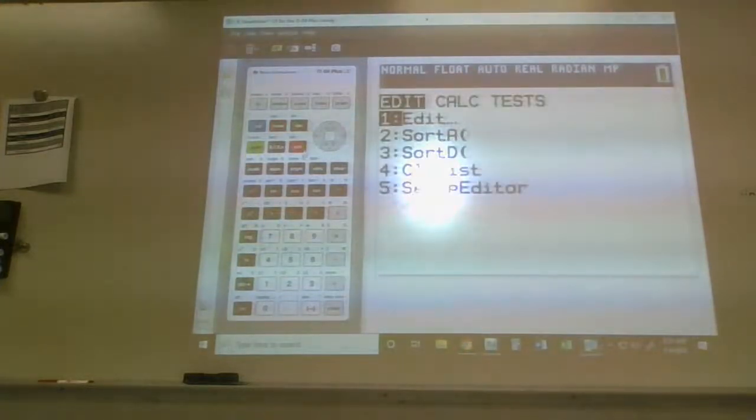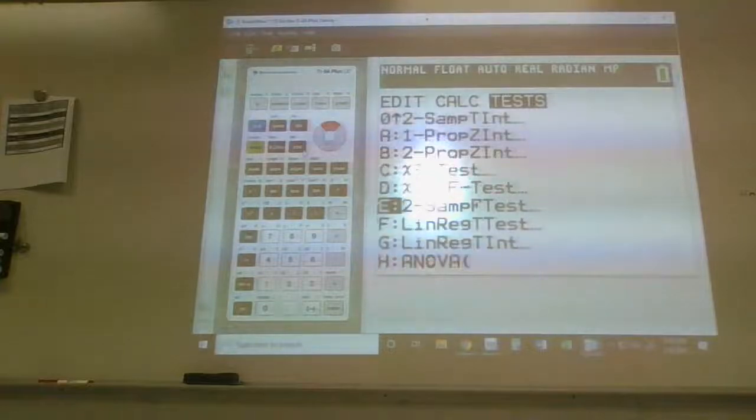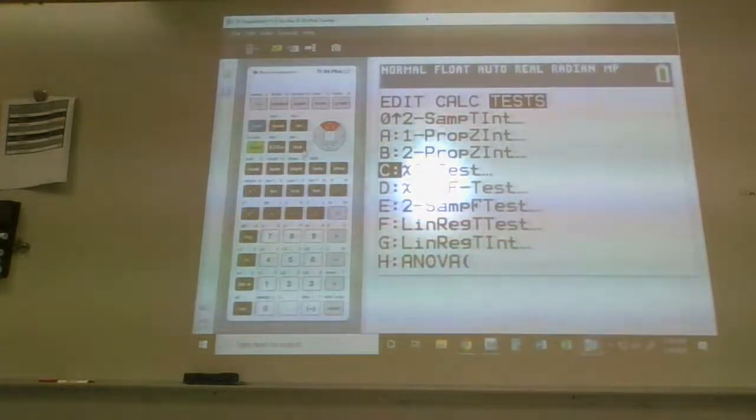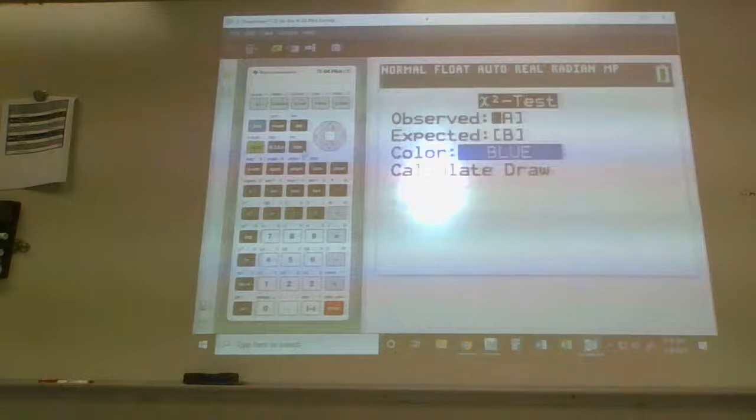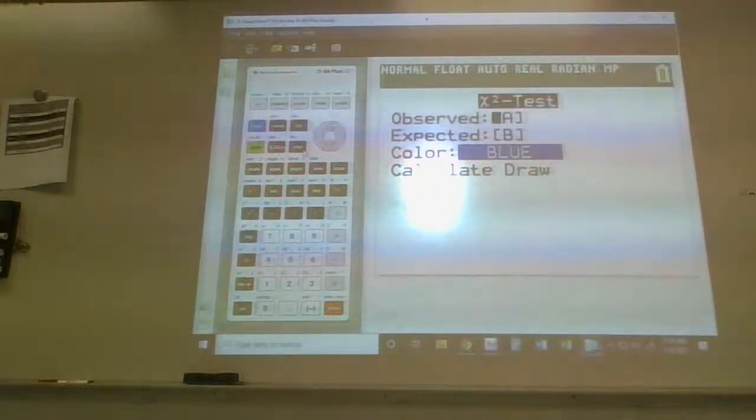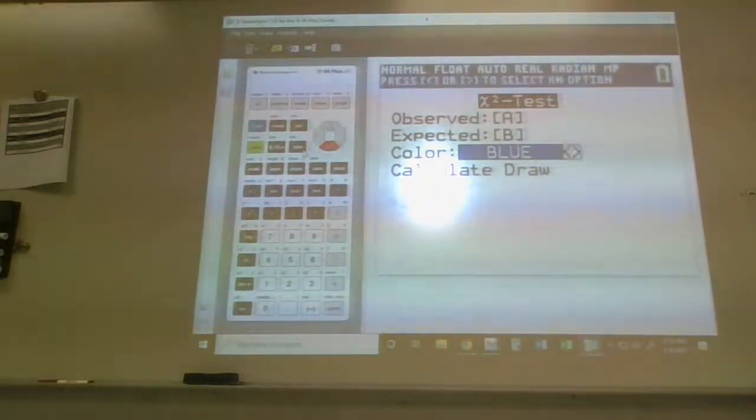Stat, tests, not the goodness of fit, but the regular chi-squared test. Now check this out. Observed, we typed that in. Expected, did you type in anything for expected? Nope, because you don't have to. The calculator will do it for you. What do you mean, Mr. Markey? Well, let's see what happens. Let's actually calculate this, and I will show you what happened with expected matrix B. So let's go to calculate.